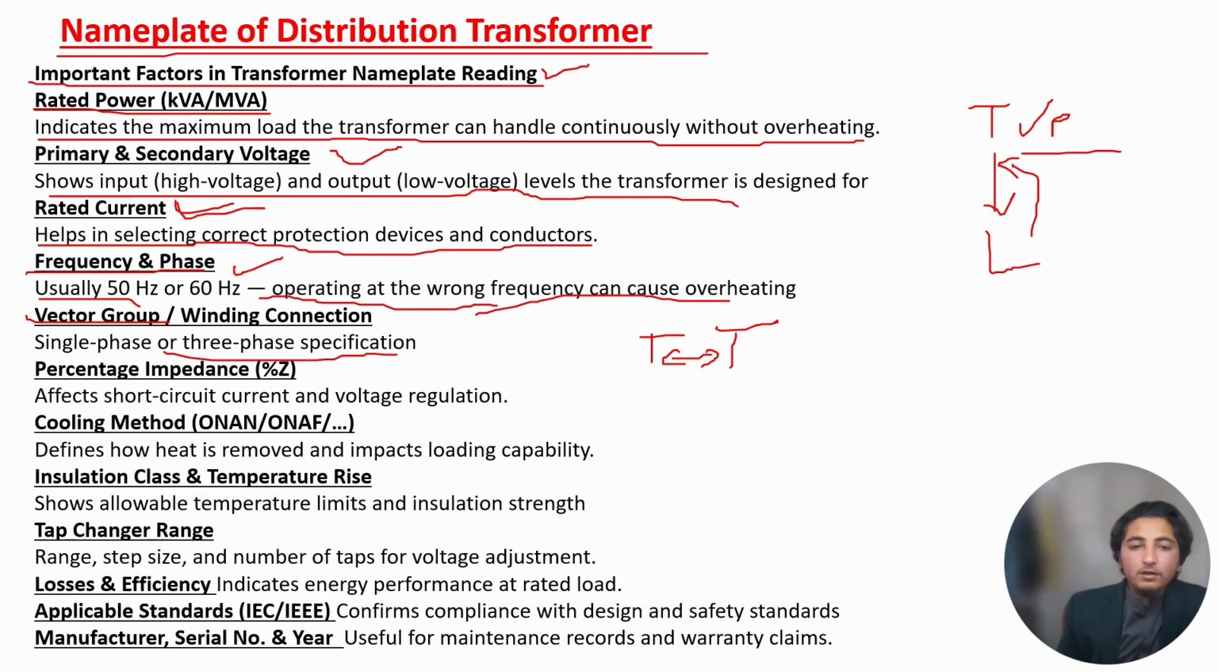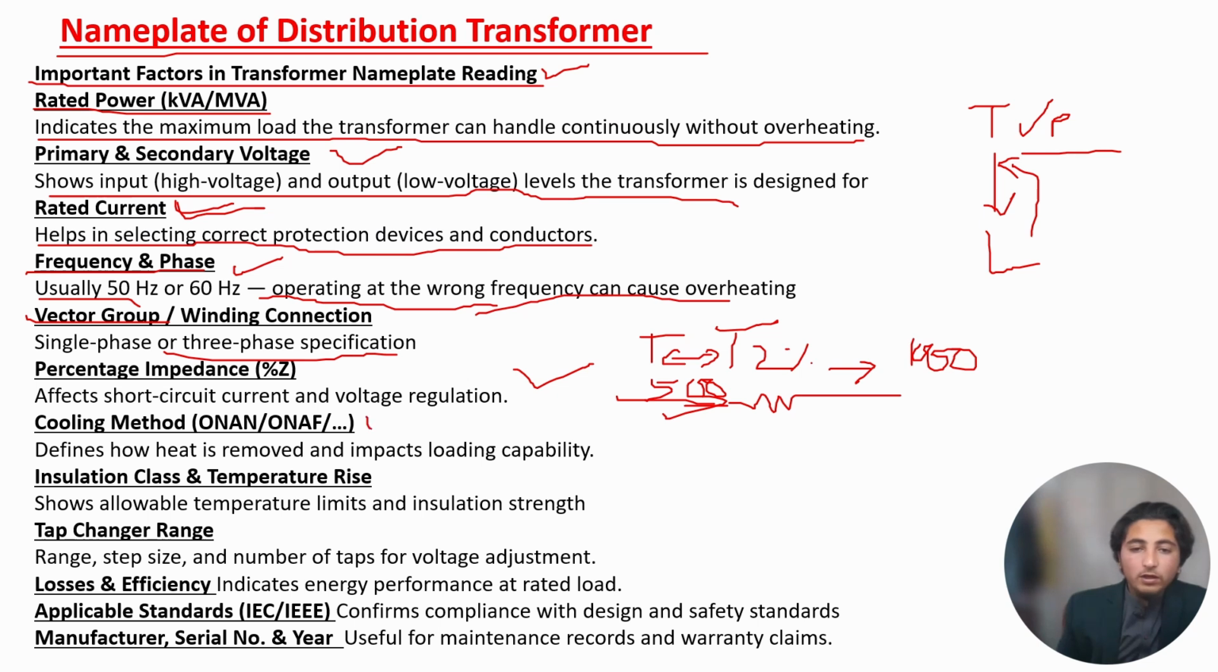Percentage impedance affects short circuit current and voltage regulation. What does it mean? If we have a percentage impedance of 2%, for example, in a short circuit, 500 current goes here, so the voltage drop that occurs here is 1000 due to the 2% impedance in the short circuit. So it is very helpful in short circuit or fault current.